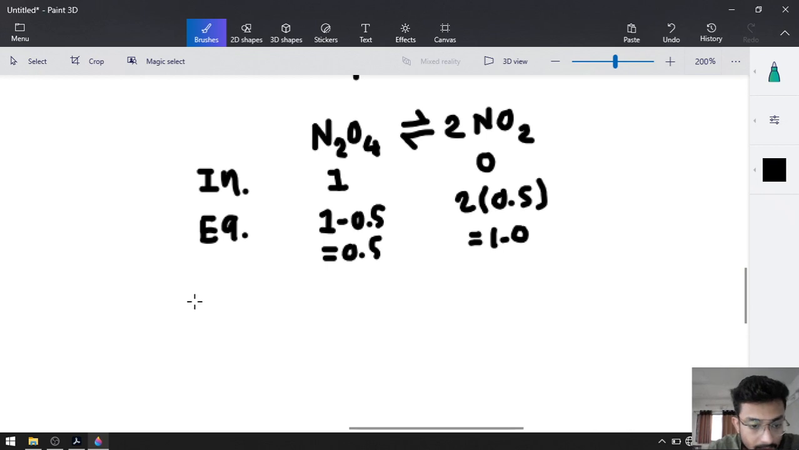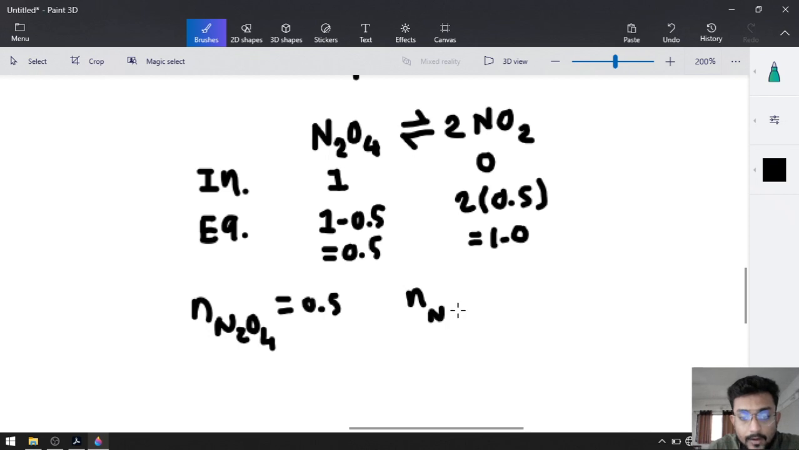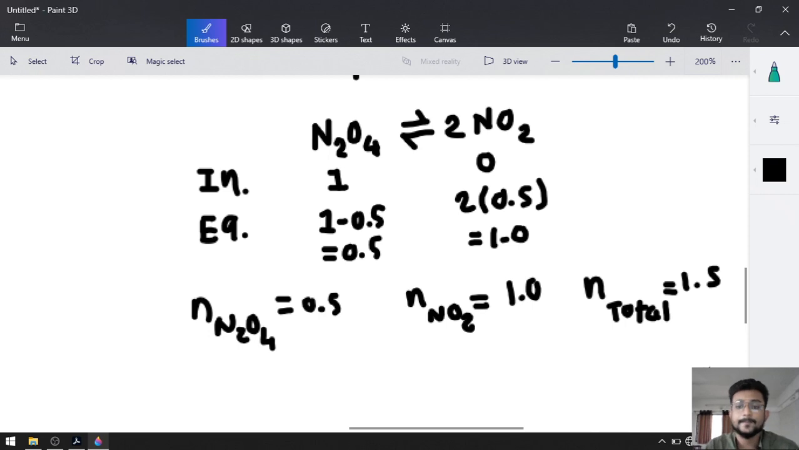Now let's write it down so that you can use the values. Mole of N2O4 at equilibrium is equal to 0.5. After that, mole of NO2 at equilibrium is equal to 1.0, right? And total mole, N total, for the mole fraction: 0.5 plus 1.0 will be equal to 1.5.